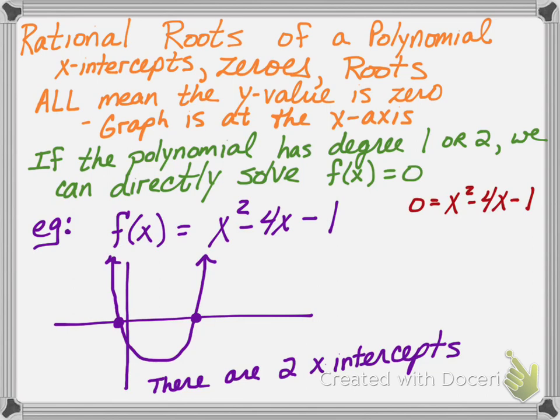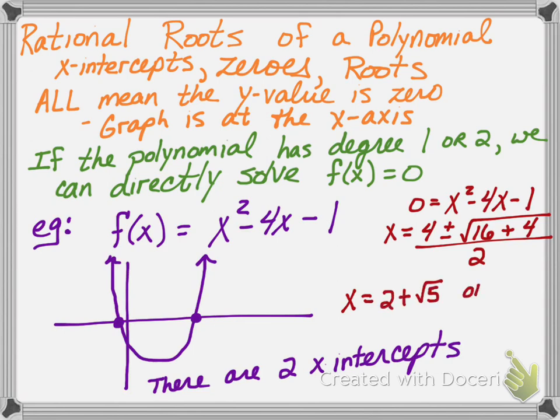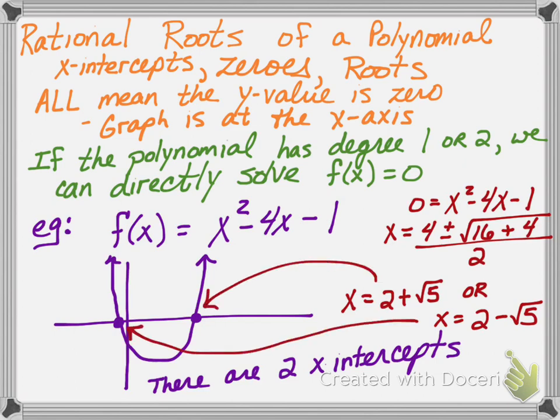And the quadratic formula says x equals negative b plus or minus the square root of b squared minus 4ac all over 2a. So we end up with 4 plus or minus the square root of 16 plus 4, all divided by 2. And that simplifies to 2 plus the square root of 5, or 2 minus the square root of 5. So there are the 2 x-intercepts, or roots of our polynomial.